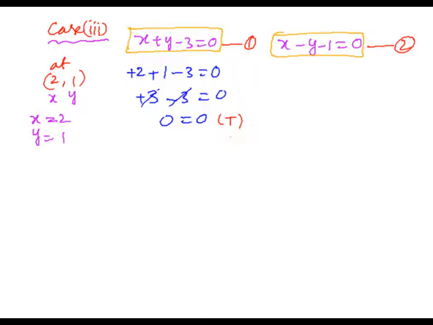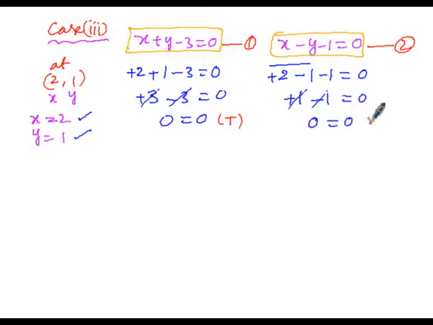Then similarly let us substitute these values 2 and 1 in the second equation also. The x value is 2 minus the y value 1, then minus 1 written as it is, equals 0. So 2 minus 1: here 2 is positive and 1 is negative, plus of minus is minus, 2 minus 1 is 1. To assess the sign, among 1 and 2, 2 is greater, its sign is positive. This minus 1 must be written as it is, equals 0. Minus 1 plus 1 gets cancelled, that is 0 equals 0. The condition here also is true.